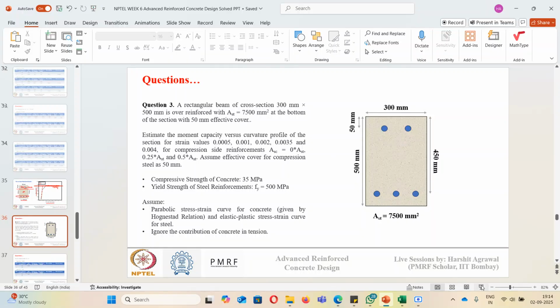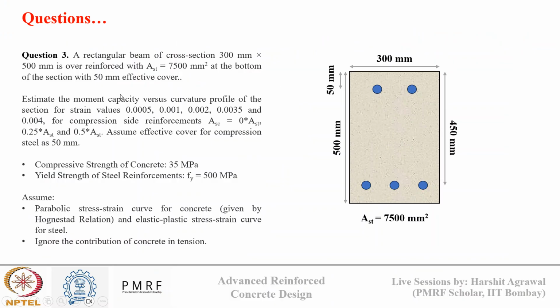Okay. So the section remains the same. The cross section dimensions of the concrete remain the same. The steel area is now 7,500 mm square, and we want to plot the moment capacity versus curvature profile for various strain values in concrete, and for various compression steel reinforcement. So initially compression steel is 0, then it is 0.25 times the tension steel, then it is 0.5 times the tension steel. Okay, and the concrete grade and the yield strength of steel remain the same. So for this section, what will be the effect of compression reinforcement? Okay, that we'll see in this numerical.